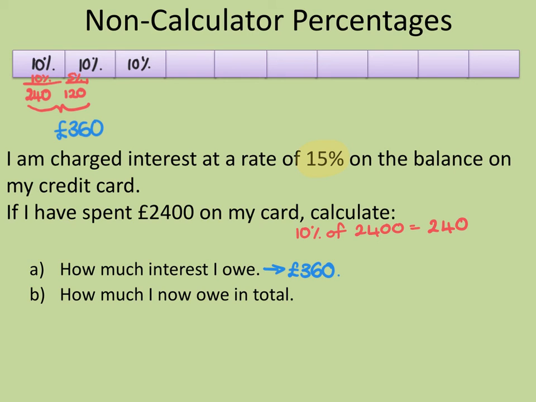Okay, so let's have a think about this. I have spent 2,400 on my card. Calculate how much interest I owe, and how much I now owe in total. So on my credit card, I owe 2,400 plus the bank is going to add on some interest if I don't pay it back quickly enough. So the bank's going to add on £360, so I now owe £2,760.